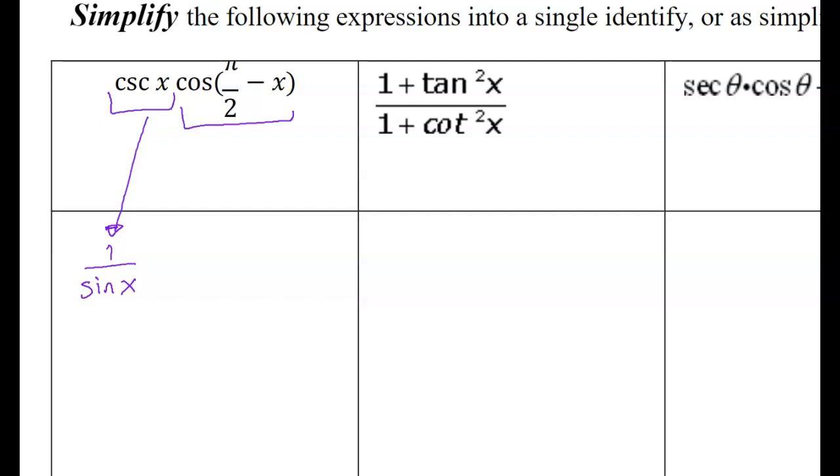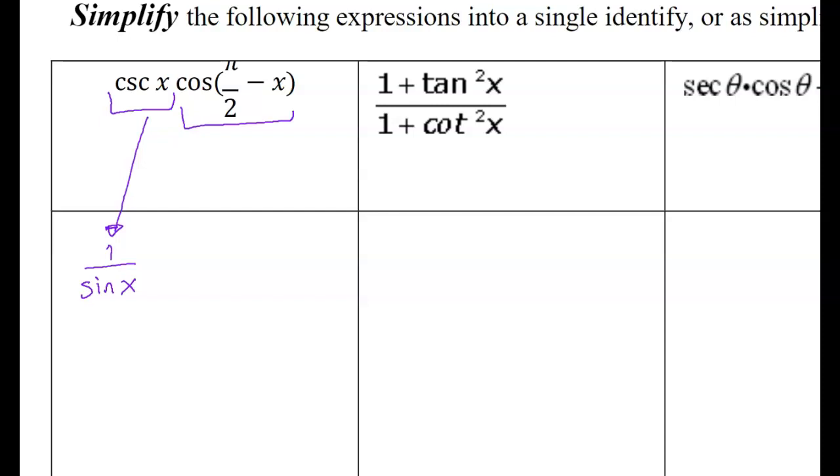If you look at the co-function identity, what this section does is it compares a function to its co-function. So sine goes with cosine, cosine goes with sine, cosecant goes with secant, secant goes with cosecant, tangent goes with cotangent, and cotangent goes with tangent. It says here sine of theta is equal to cosine of pi over 2 minus theta, and on our sheet theta is just a variable, so we can replace it with x.